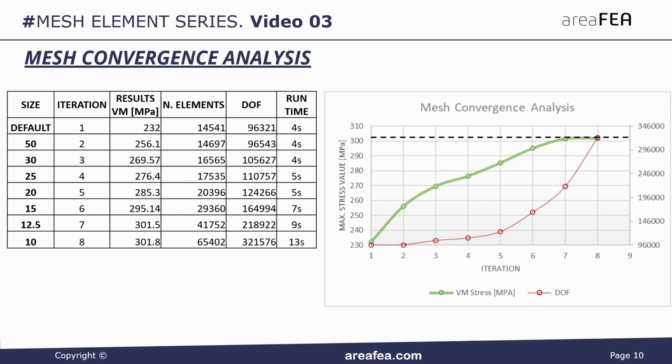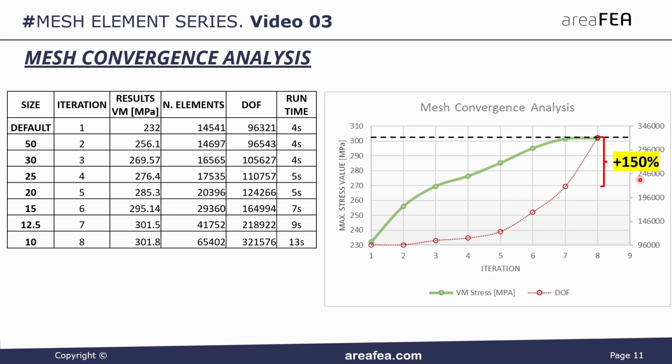The green line is representing the von Mises stress. We can see the evolution of the results until we achieve convergence at the value of approximately 300 megapascals. I also added the red line to monitor how the degrees of freedom are increasing as we reduce the mesh size. The interesting point here, and the main reason why this study is worth doing at the beginning of every project, is the difference between iteration number 7 and number 8. The stress value we obtain is practically the same because we achieved convergence, but the number of degrees of freedom increases drastically from iteration 7 to iteration 8.